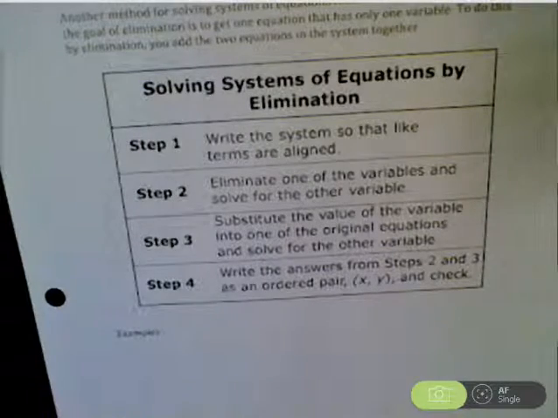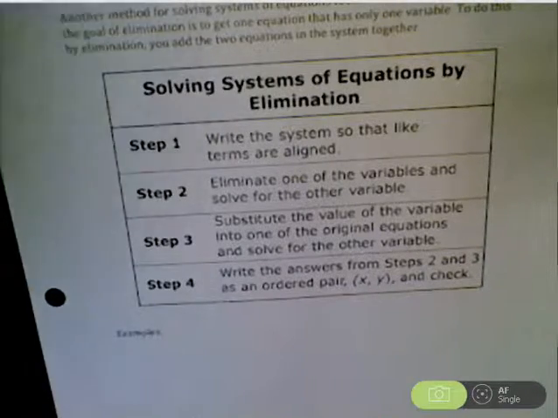Step 1 says write the system so that like terms are aligned. Eliminate one of the variables and solve for the other variable. Substitute the value of the variable into one of the original equations and solve for the other variable. Write the answer from steps 2 and 3 as an ordered pair and check.